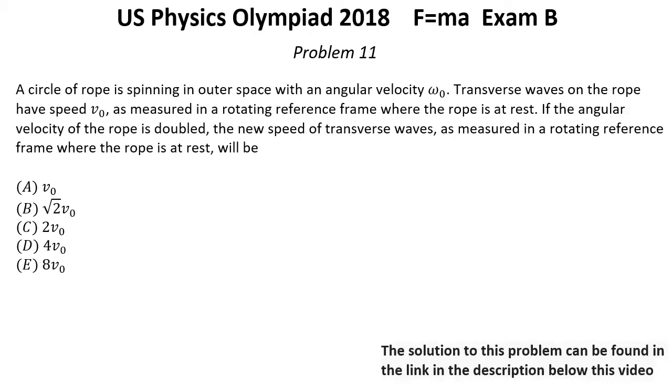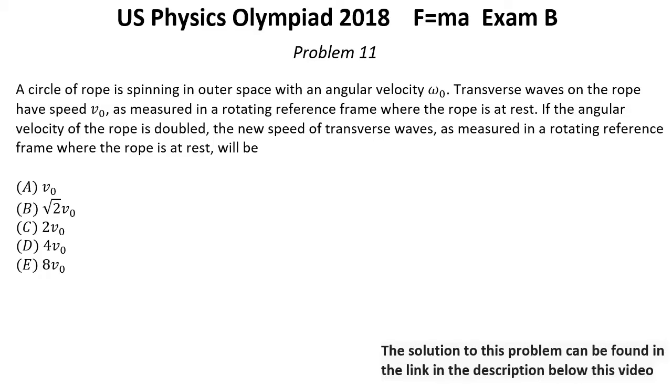Problem number 11. A circle of a rope is spinning in outer space with an angular velocity omega 0. Transverse waves on the rope have a speed v0 as measured in the rotating reference frame where the rope is at rest. If the angular velocity of the rope is doubled, the new speed of transverse waves as measured in the rotating reference frame where the rope is at rest will be the next one.